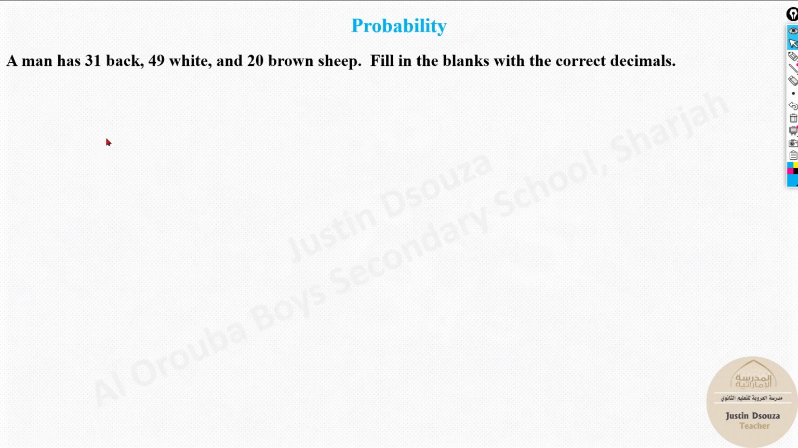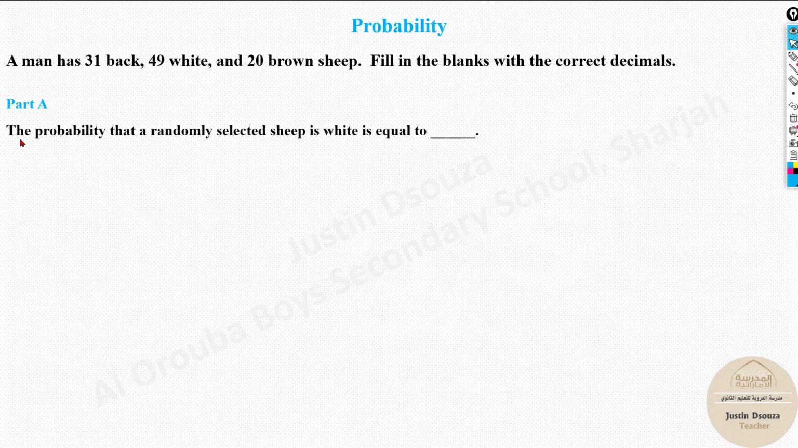Let's see another one over here. A man has 31, this should be black sheep, I believe, 49 white and 20 brown sheep. Sorry for the typo over here. Fill in the blanks with the correct decimals. So let's see what the questions are. Part A, the probability that a randomly selected sheep is white, and it is equal to how much?